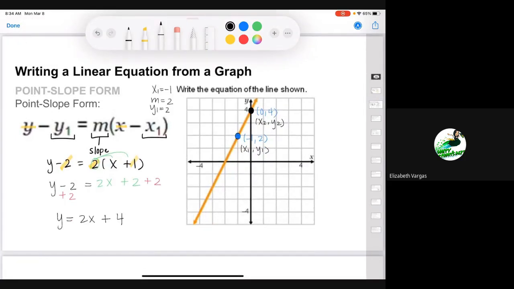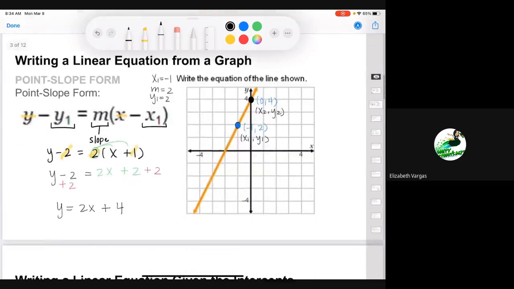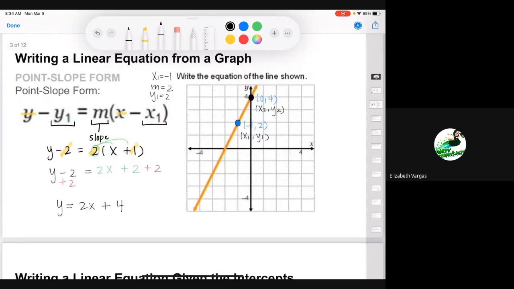So basically, whenever I'm creating a linear equation for a graph on a line, I can use my slope intercept form, or I can use my point slope form. Okay, whatever my preference is, either way, I will arrive at the same equation.